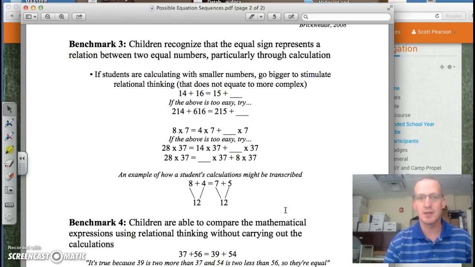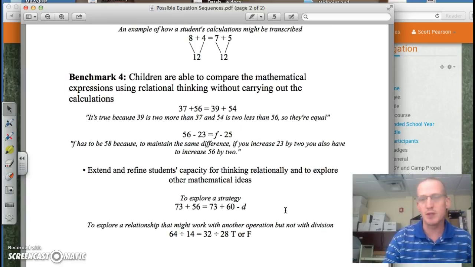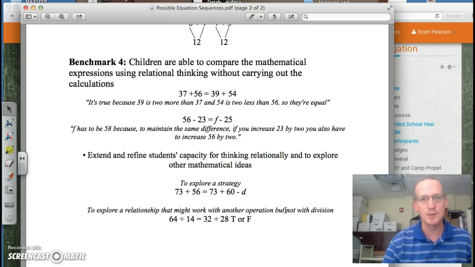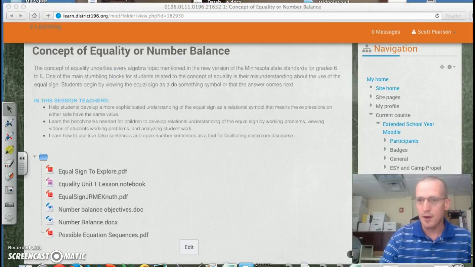So those are some of the things that we want to do within benchmark 3. And then benchmark 4 is going more in depth. A lot of our kids are functioning at the benchmark 4 level, and a lot of our kids aren't. So it's how do you get them to that level? Some of the other resources that are there that you can look at are, let's look at the Smartboard one.